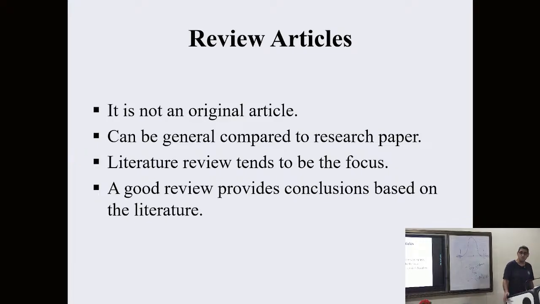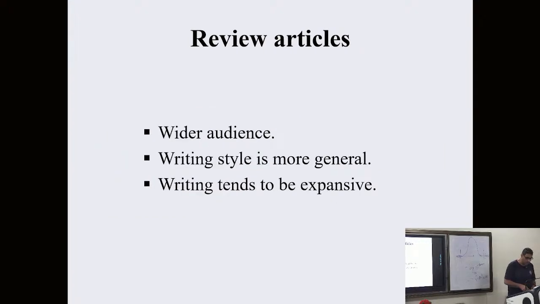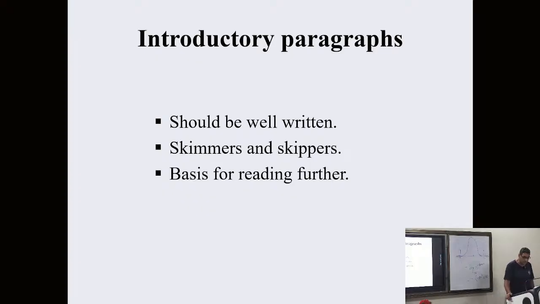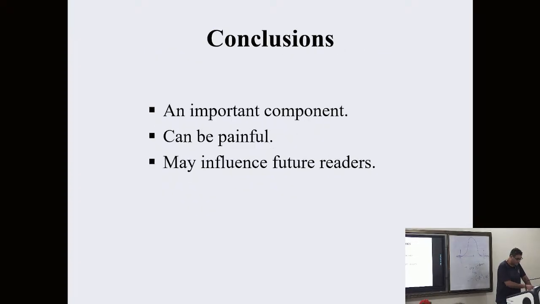A review article is not original. What is a review article? I have already shown you. It is like a tutorial paper where you cite various types of research articles and get knowledge about a topic. A review article has a wider audience. The writing style is very general, extensive and expansive. The introductory paragraph is very important. The conclusion is an important component of a review article, and it can be painful because writing a conclusion in a bigger way is very difficult. It may influence future readers.